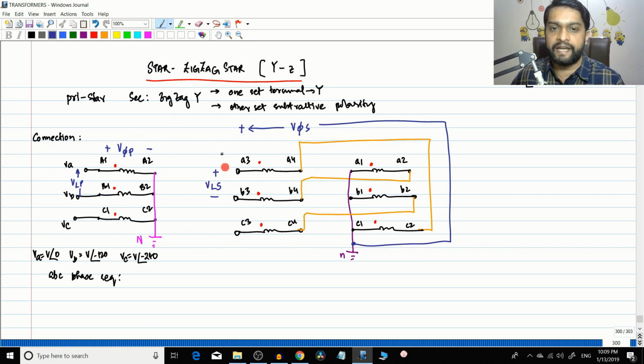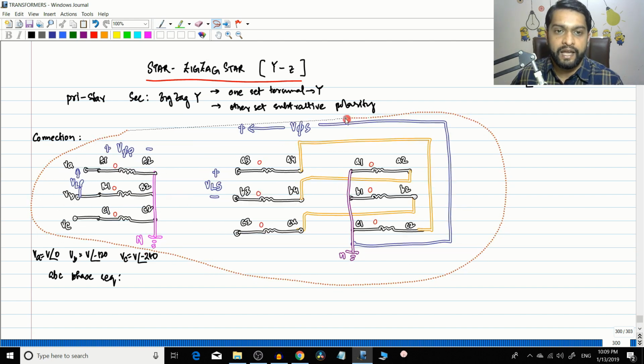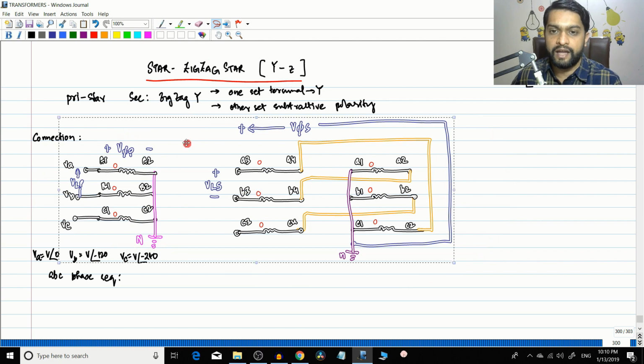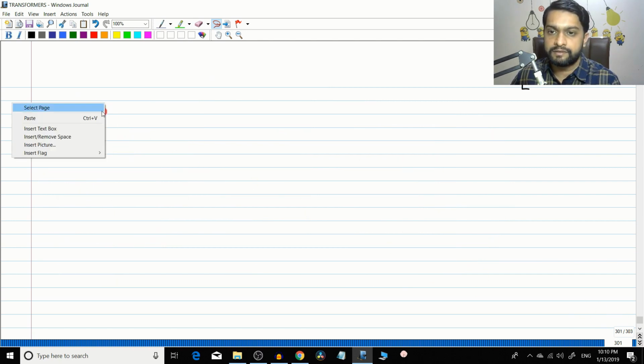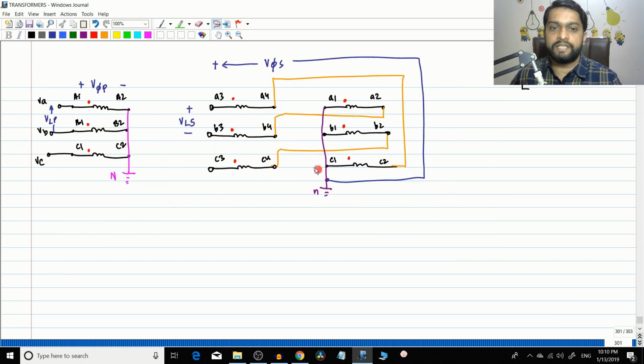So let us take this diagram to the next page and draw the vector diagram just how we drew for the delta star, and now we will draw for the star zigzag star. Okay, so let's copy it. I hope it was copied. Yeah, it was copied finally. Now let us draw the vector diagram.